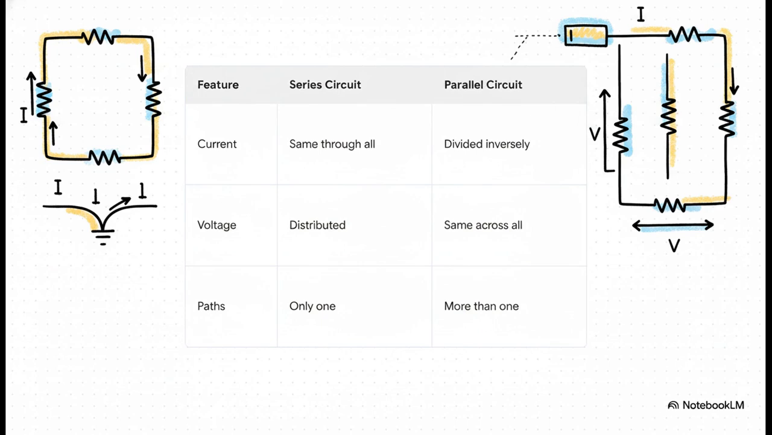It really all comes down to an elegant physical symmetry. In series, your current is the same through all elements, but your voltage is distributed. In parallel, it flips completely. Voltage is the same across each element, and the current is divided across the branches. It's a perfect inverse behavior, based entirely on whether those invisible electrons have just one path or multiple paths.